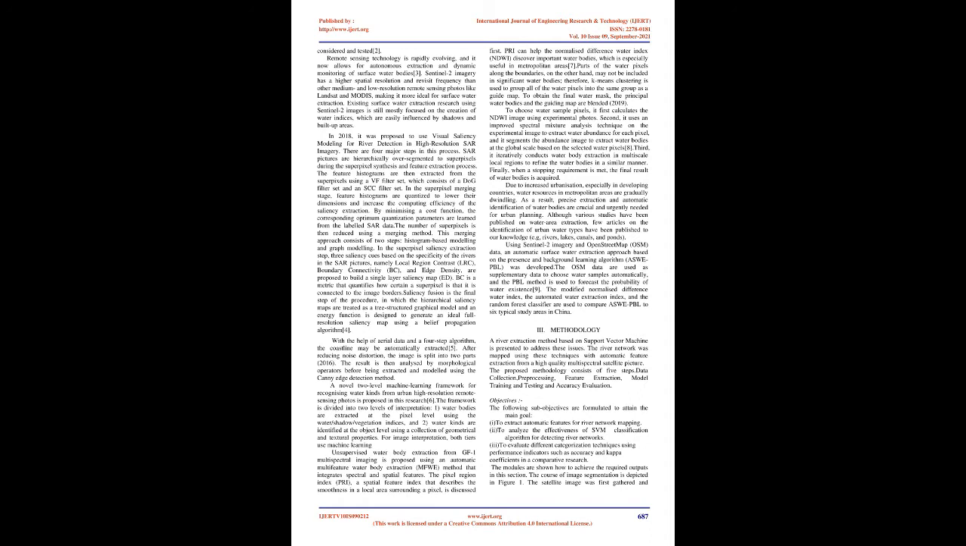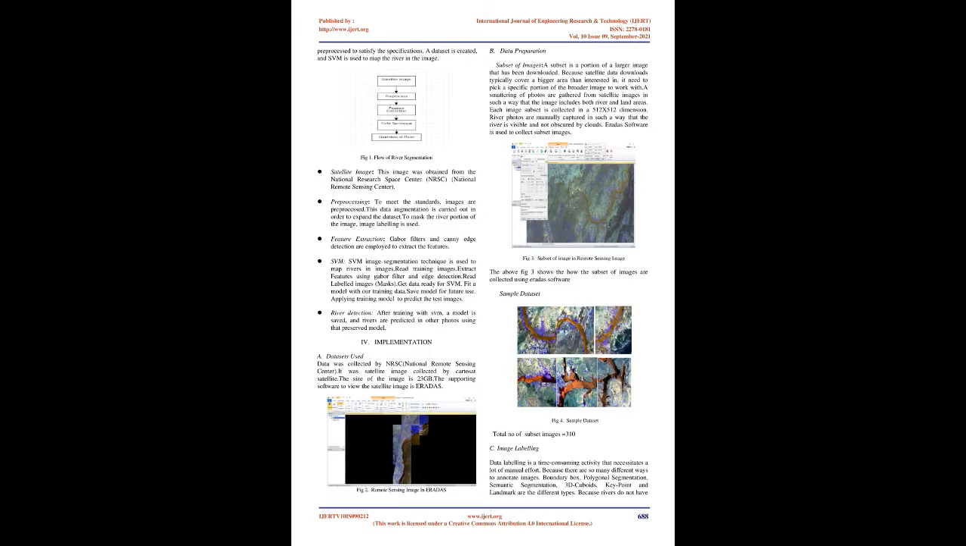In the superpixel saliency extraction step, 3 saliency cues based on the specificity of the rivers in the SAR pictures, namely local region contrast (LRC), boundary connectivity (BC), and edge density (ED), are proposed to build a single-layer saliency map. BC is a metric that quantifies how certain a superpixel is that it is connected to the image borders.